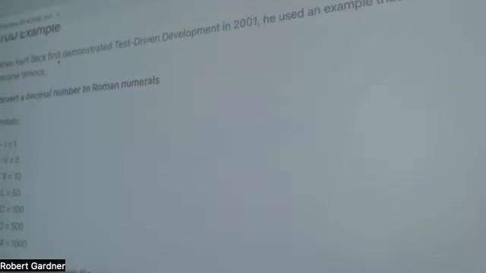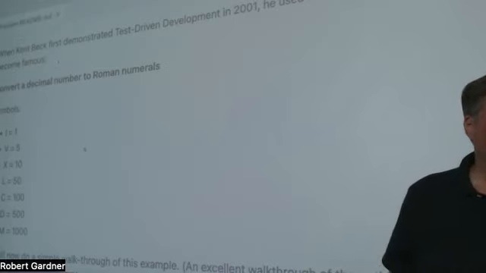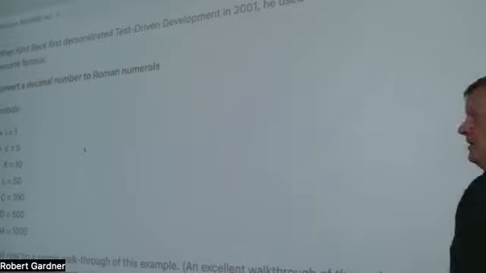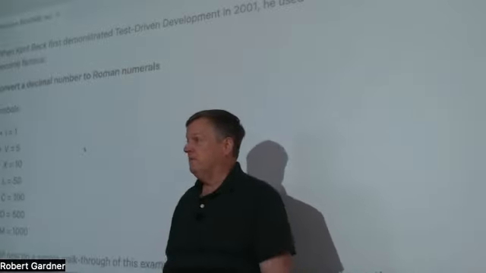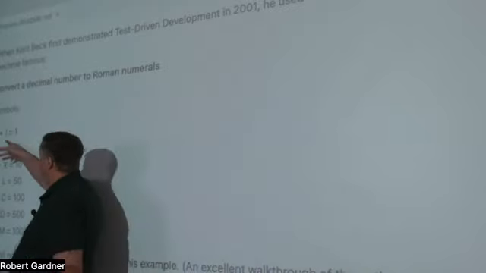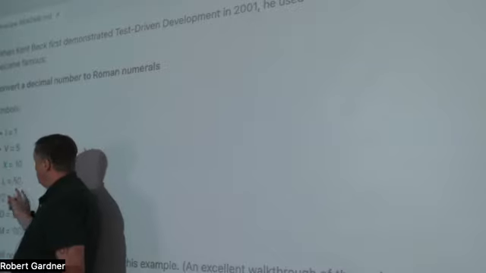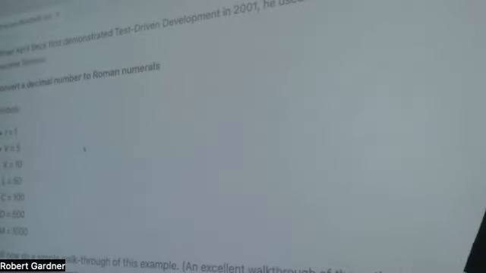All right, so here we're going to do an example. This is the example that Kent Beck did in his TDD book. We're going to convert a decimal number to Roman numerals. Here's the mapping of the symbols. I is 1, V is 5, X is 10, and so on. All right, so those are the rules right there.